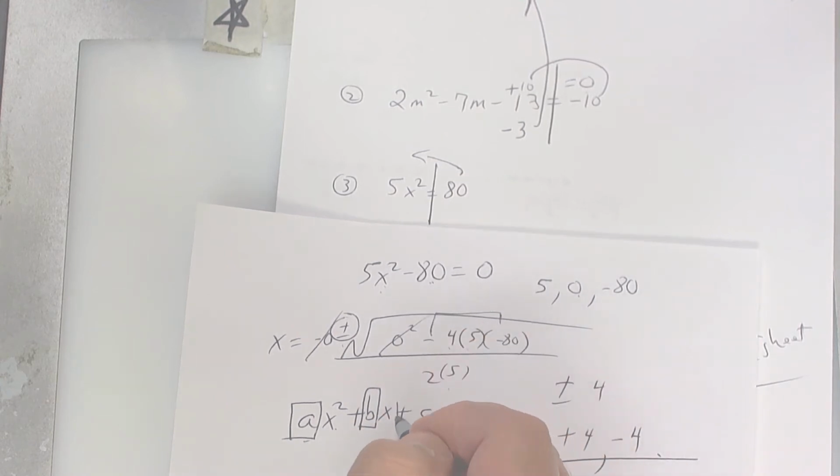And then the c stands for your constant, and in this case, it's a negative 80. And that's how you do that.